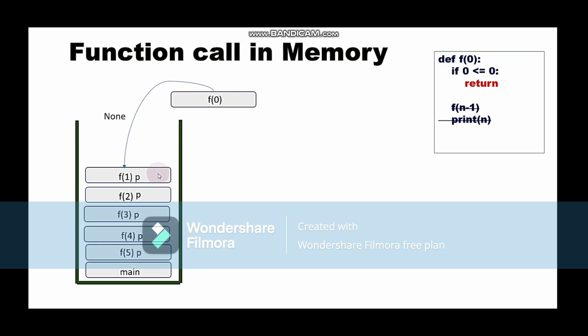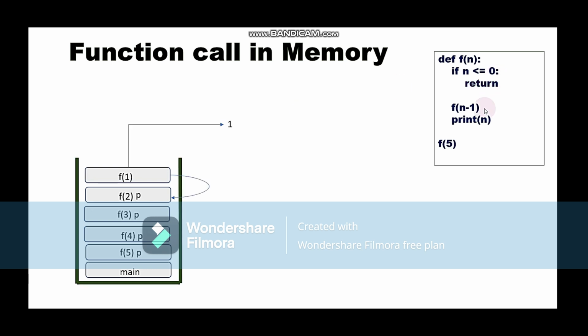Now f of 1 knows it has to print something. See, it has to print something, that is n itself. So it will print n, that is 1 in this case, and return none, that is the input it has received from 0. The 0's output is the input for f of 1. So f of 1's output is the input for f of 2. So f of 2 will receive the output from f of 1, that is none in this case. So once it returns to f of 2, f of 1 will be popped out of the stack.